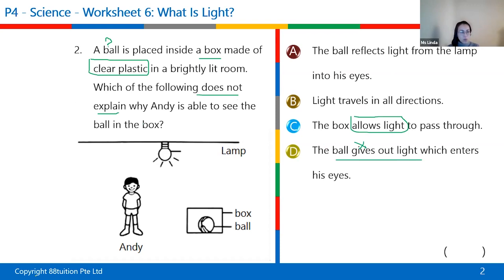It does not explain why he's able to see, which enters his eyes. The answer here doesn't tell it because they just say it's a regular ball. They didn't mention that the ball is luminous. So this answer is actually wrong. Your answer is actually D. So do read carefully, yeah? All right, I'm going to clear all the drawing.